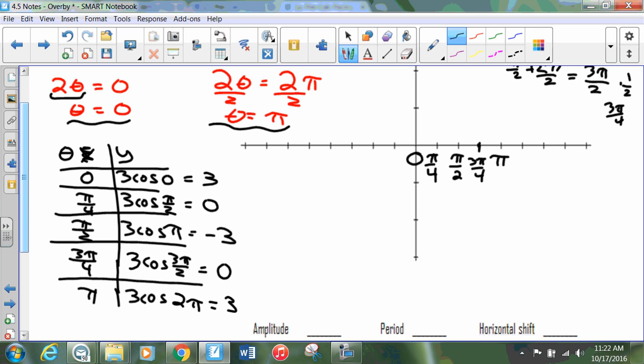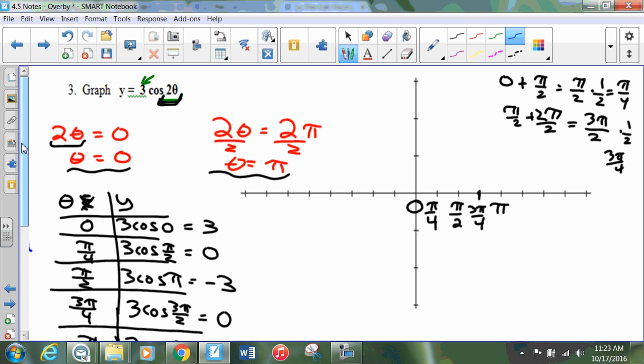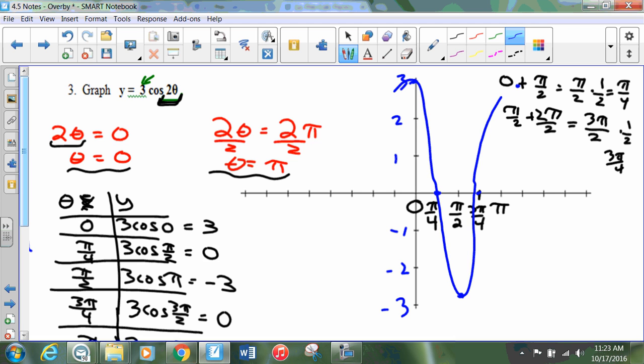So now we're gonna move over, and we're just gonna graph these points. We'll make that 1, 2, and 3, and -1, -2, and -3. Okay, so we're gonna have 0, 3, pi over 4 is 0, pi over 2 is -3, 0, and 3. So it's going to look something like this. Okay? All right, questions?